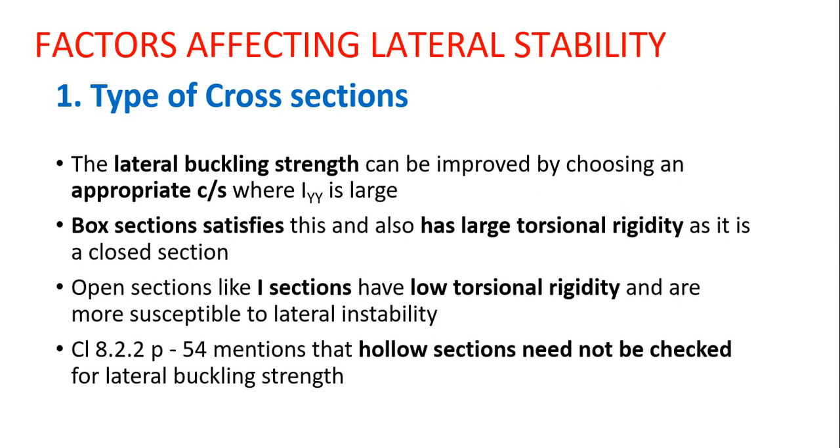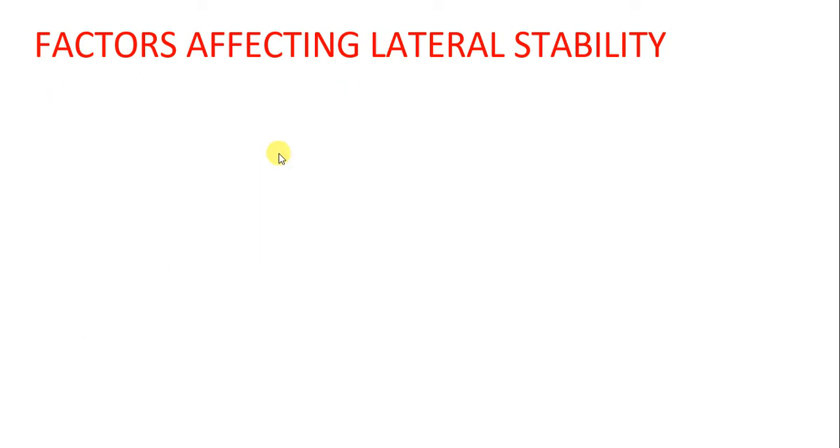According to the code, on page 54, clause 8.2.2, it tells that hollow sections need not be checked for lateral buckling strength because it is proved that they have the highest torsional rigidity. So no need of checking. That is what the code says. So this is the first factor which affects the lateral stability, that is the type of cross section.